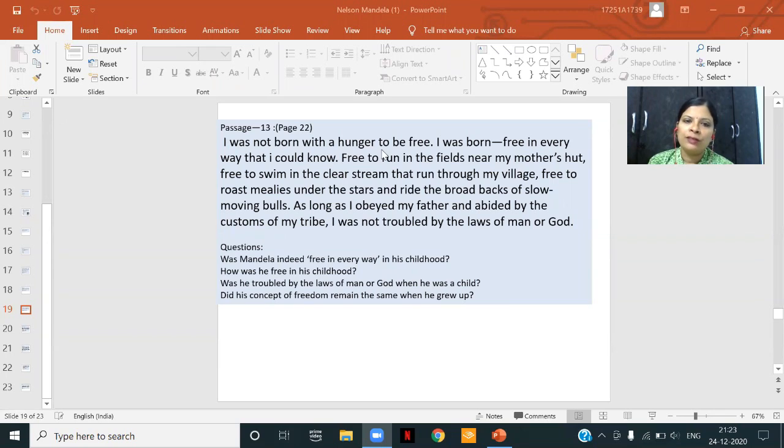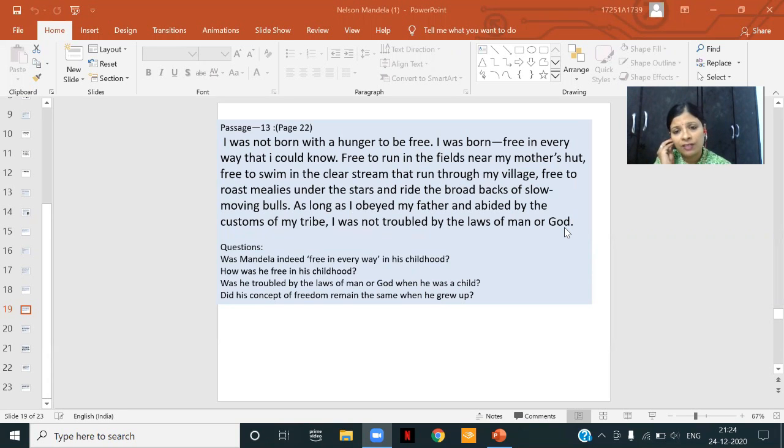I was not born with a hunger to be free. I was born free in every way that I could know. Free to run in the fields near my mother's hut, free to swim in the clear stream that ran through my village, free to roast mealies under the stars and ride the broad backs of slow moving bulls. As long as I obeyed my father and abided by the customs of my tribe, I was not troubled by the laws of man or God.